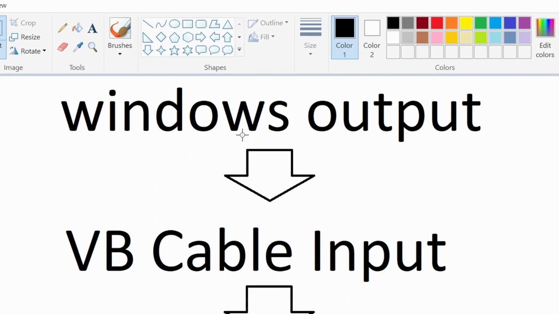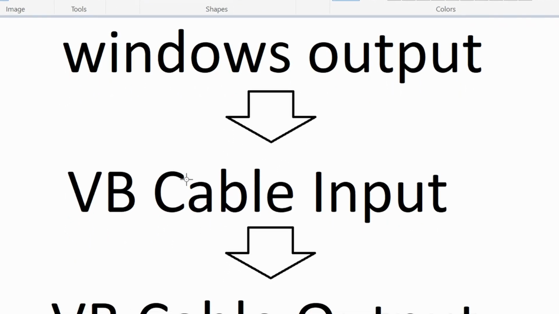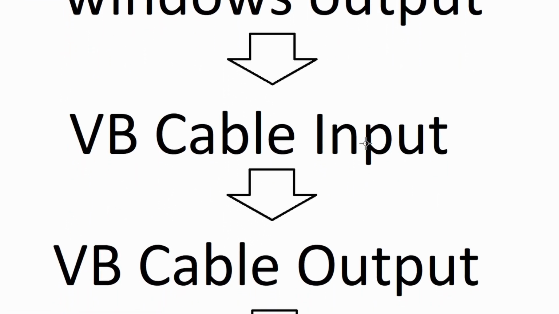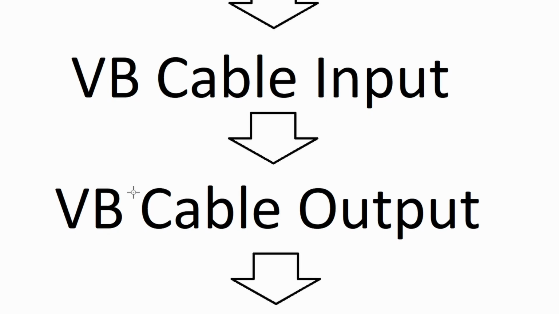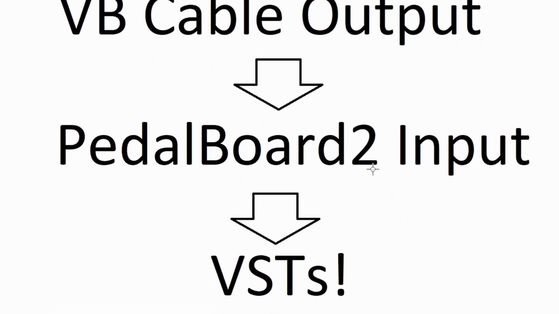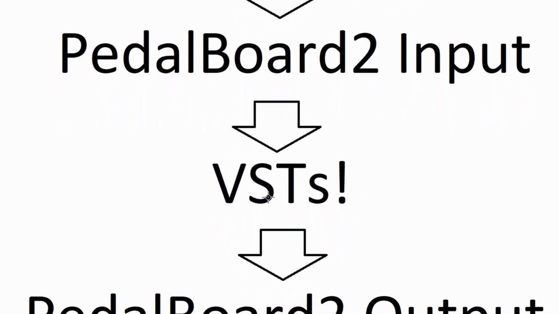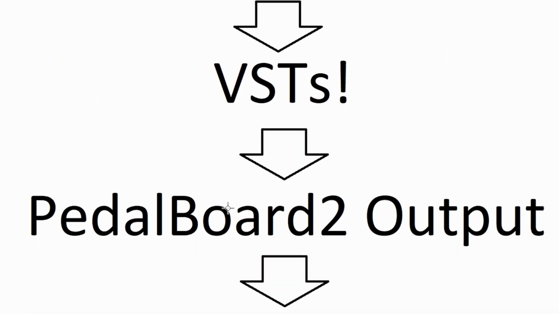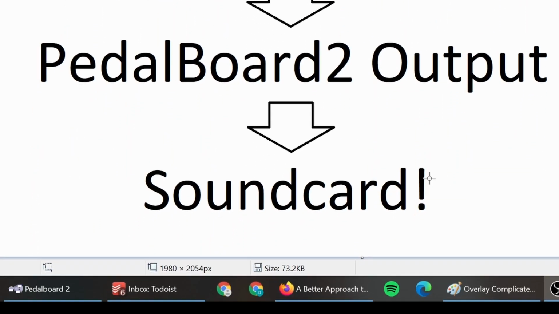So we're going to take our Windows output, we're going to redirect it to the VB cable input, which is then going to pop out the VB cable output into the Pedalboard2 input. Then we're going to apply our VSTs inside Pedalboard. Then we're going to take the Pedalboard2 output and send that to the sound card.